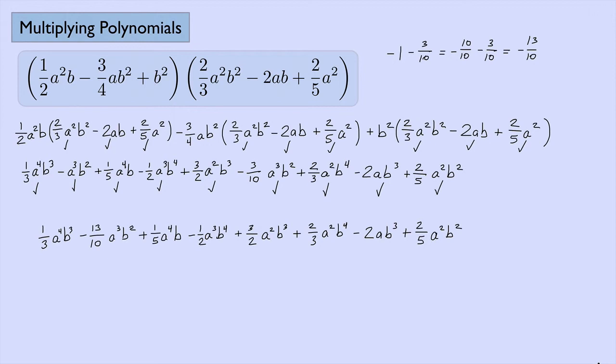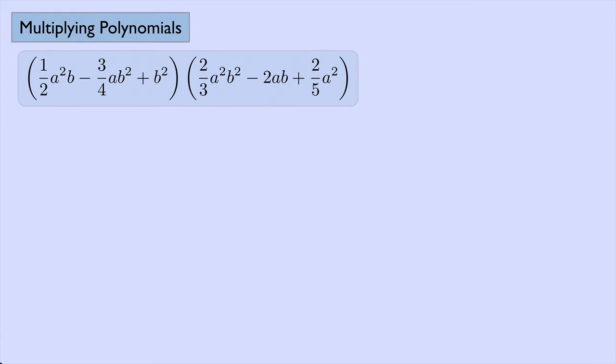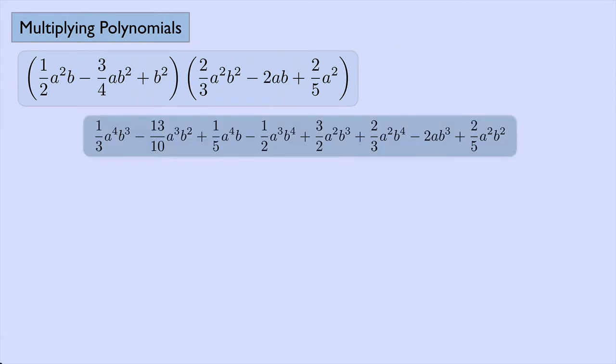Now let's try it using the other method with the grid. So first thing I'm going to do is write down the answer that we had before. This is what we had when we did it the first way. And now I'm going to use the grid and see if I get the same thing. So again, I'm going to need a 3x3 grid. So let's try and do that here.